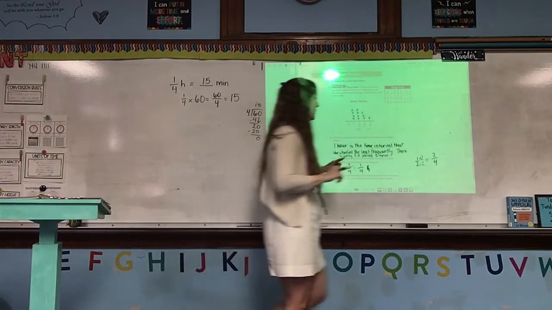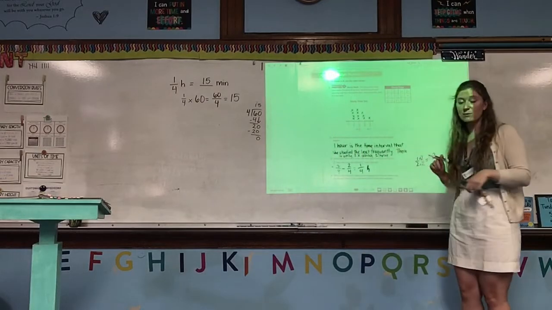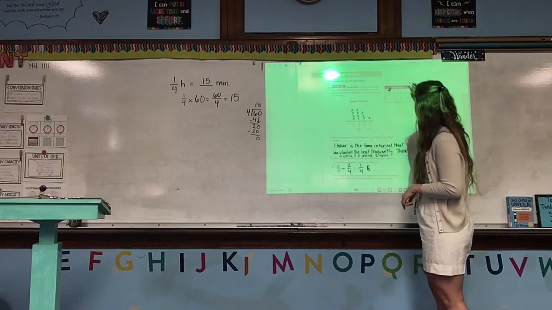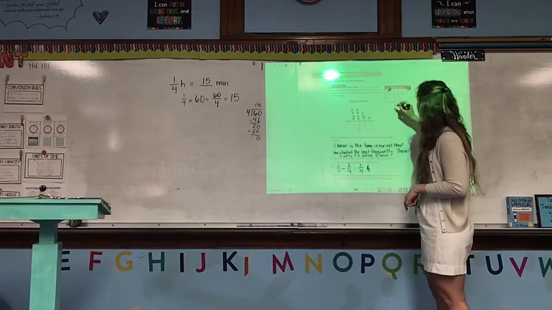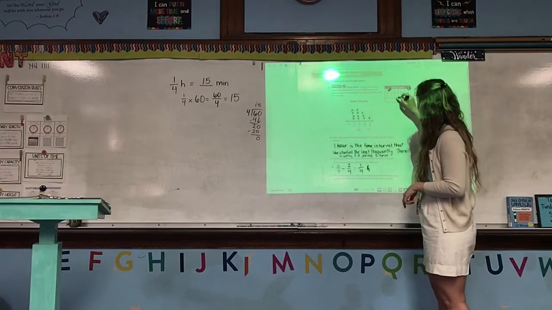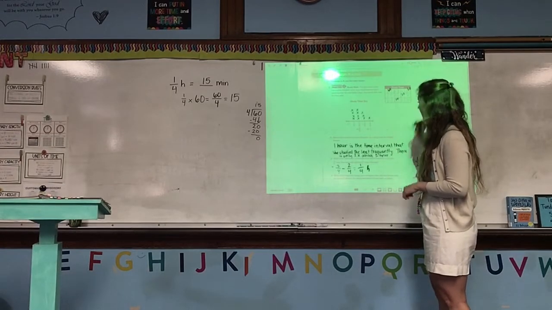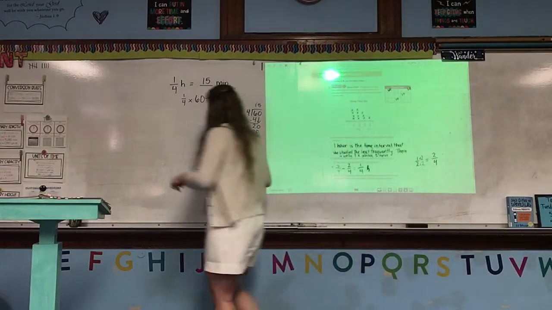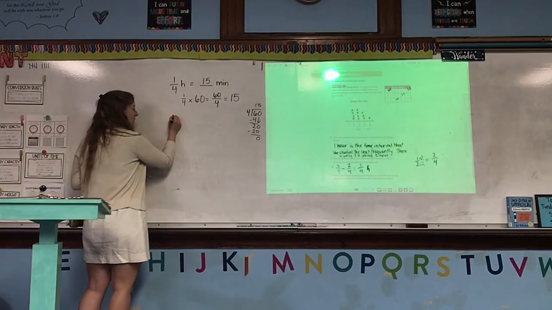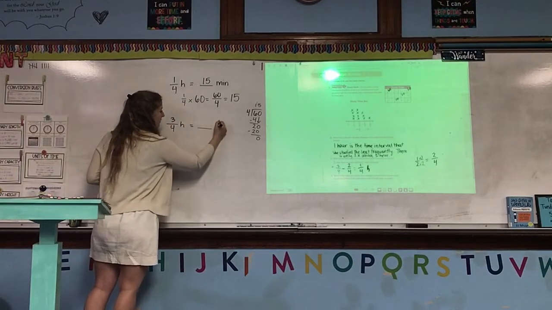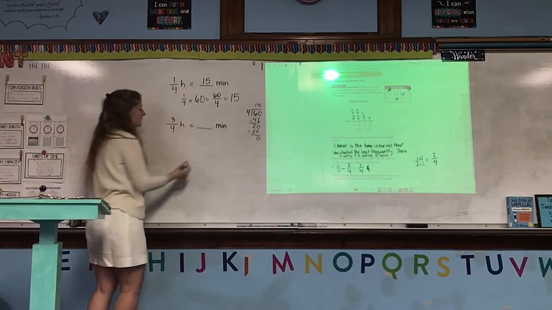Now what I'm going to do is go to this chart, and every time I see 1/4 of an hour, I'm going to say 60 minutes. Because I know in the end I'm going to have to add all of these together. Okay, so I'm done with that. Now next is 3/4 of an hour. So I'm going to do the exact same thing. 3/4 of an hour equals how many minutes?